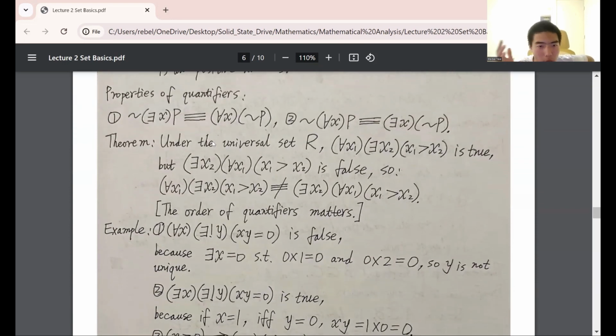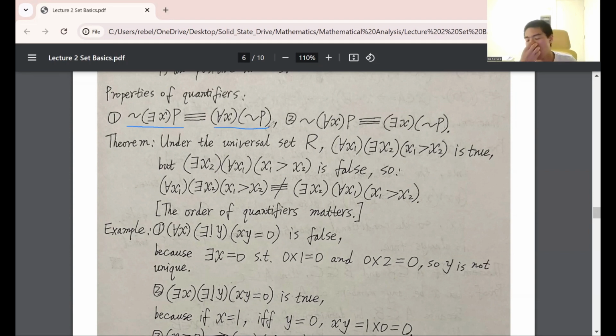There are two interesting propositions of quantifiers. One is: it is not the case that there exists x such that P is equivalent to for all x, not P. This is intuitive. For example, you say there's no x that satisfies P. The former means that: there's no x satisfying P, which means for all x, x does not satisfy P.